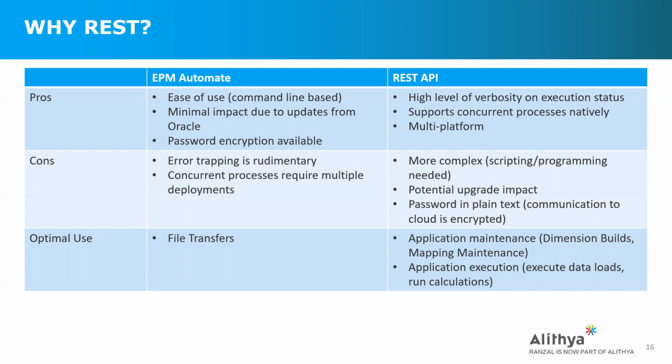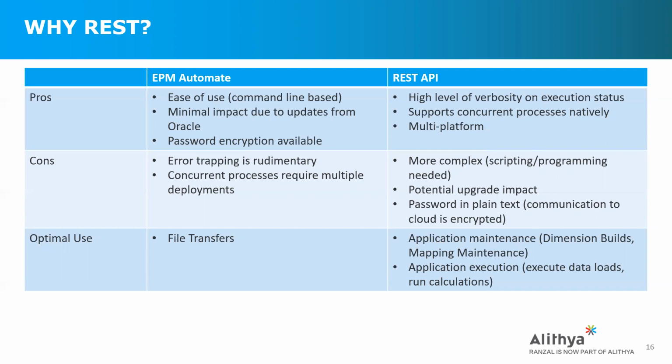So pros and cons of each. EPM Automate, command line based, ease of use. I don't really have to know any significant scripting or programming. I've got password encryption, and there's minimal impacts when Oracle updates the version of the REST API to go from 1 to 2, and they've changed a method or something along those lines, or a resource. You don't have to worry about going back and changing your code. You download a new version of EPM Automate, and that's great. You just deploy that, and you're off to the races.